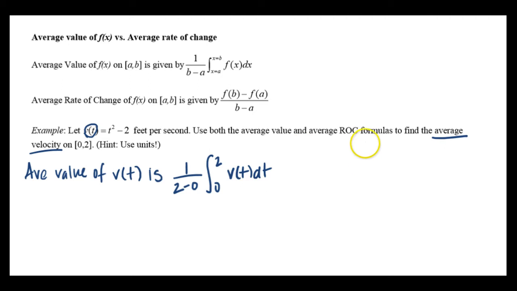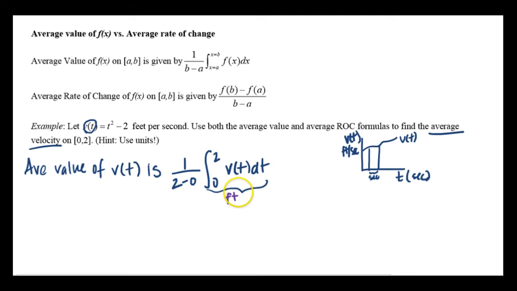So let's draw a function, v of t. Well, time is in seconds, and v of t is in feet per second. So if I find the integral from 0 to 2 of v of t, so here's my v of t function, the integral is going to give us an area where the units of the base and the height cancel. So the base is in seconds, the height is in feet per second. So this integral here is going to give us units that are in feet. And we want feet per second.